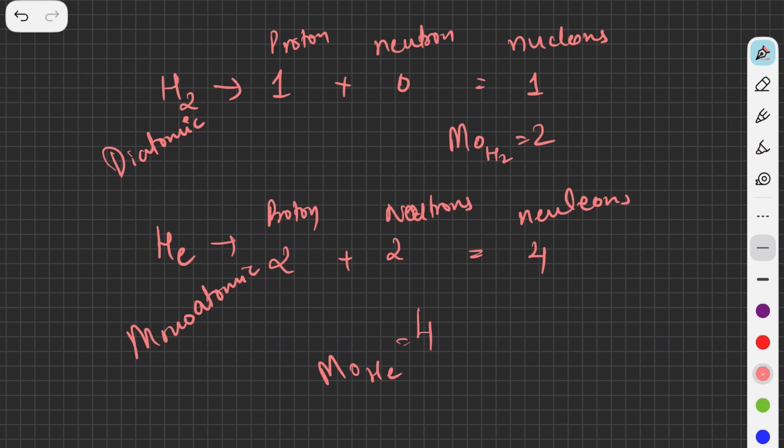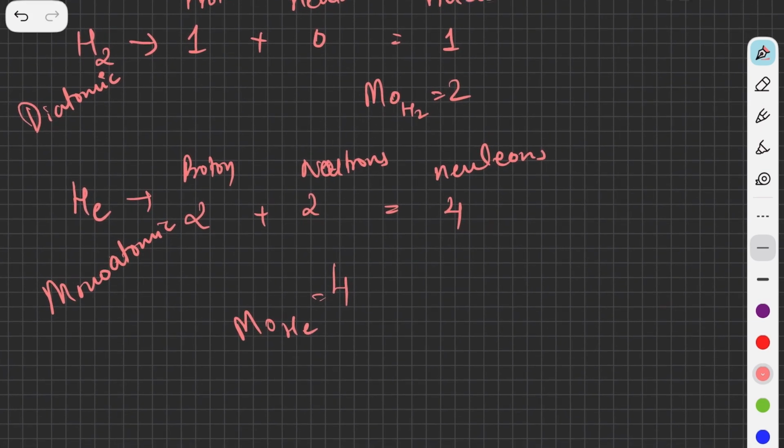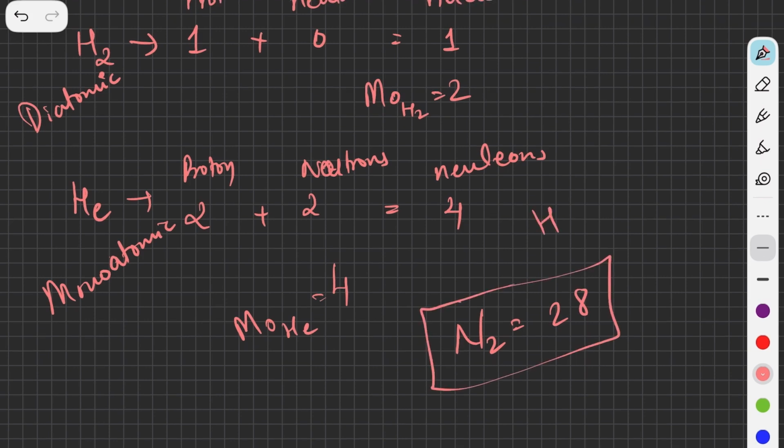So these are the few. You can just check it for yourself. For nitrogen, check whether you get nitrogen as 28. And you can just check for H2O as well, and there are so many molecules which you can test for. Just go ahead and you can comment what molar mass for H2O would be.